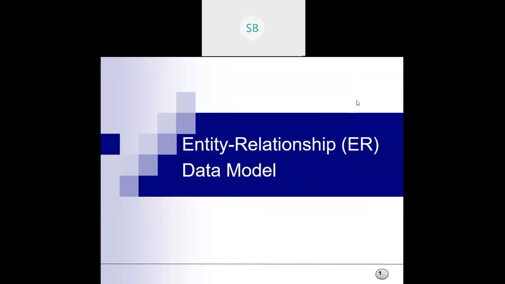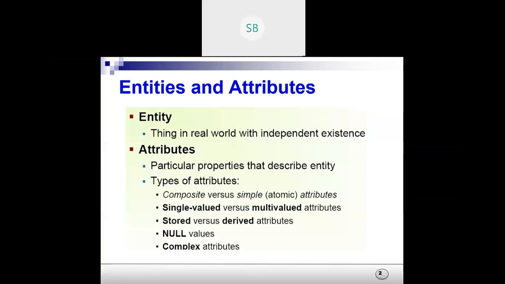ER diagram stands for Entity Relationship Data Model. It is one of the data models in DBMS. We have various concepts here, like what does entity stand for? Anything in the real world which has independent existence is known as an entity. For example, student is an entity, faculty is an entity, car is an entity, vehicle is an entity. All these things in the real world have independent existence, so that is why it is known as an entity.